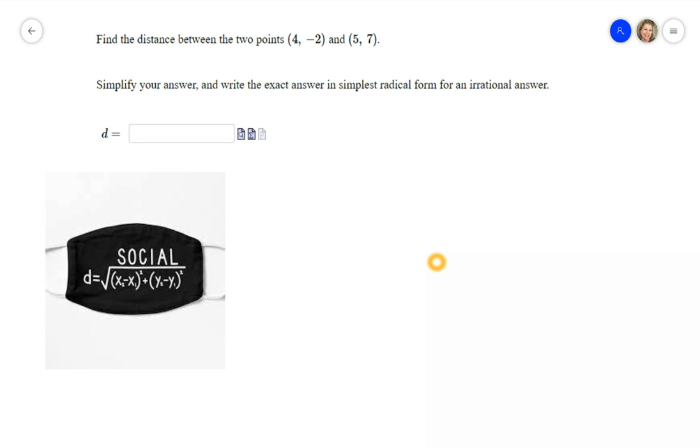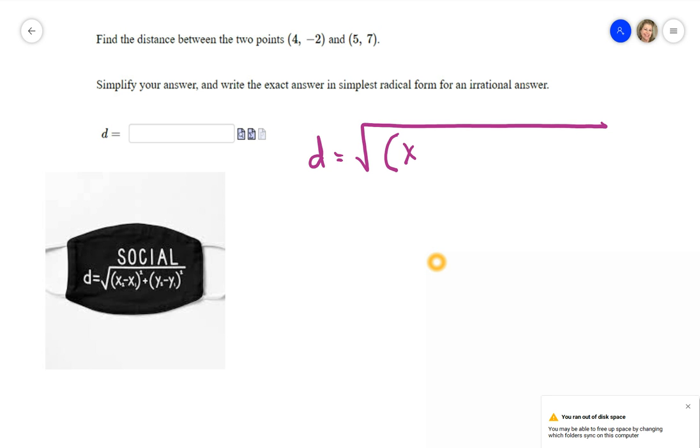So, anywho, the formula to find the distance between any 2 points is: you're going to take the square root of the x coordinate from the second point minus the x coordinate from the first point, and then square it, plus the y coordinate from the second point minus the y coordinate from the first point, and square that, and then you'll square root the whole mess.